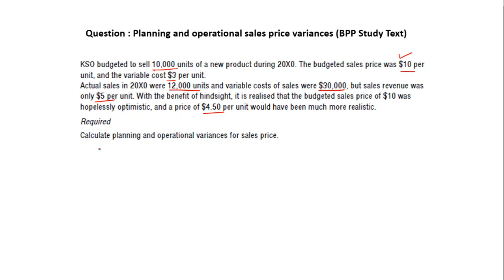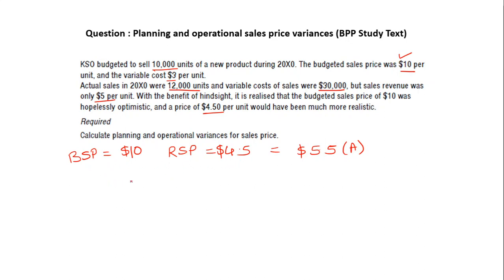So simply looking at it, we know how much was our original selling price. Our selling price was $10. Whereas what is our revised selling price? Let's say this was the budgeted selling price and this is the revised selling price. Revised selling price is supposed to be $4.5. So here there's a difference of how much? $5.5 per unit, and this is adverse because our realistic selling price of $4.5 is way less than $10.